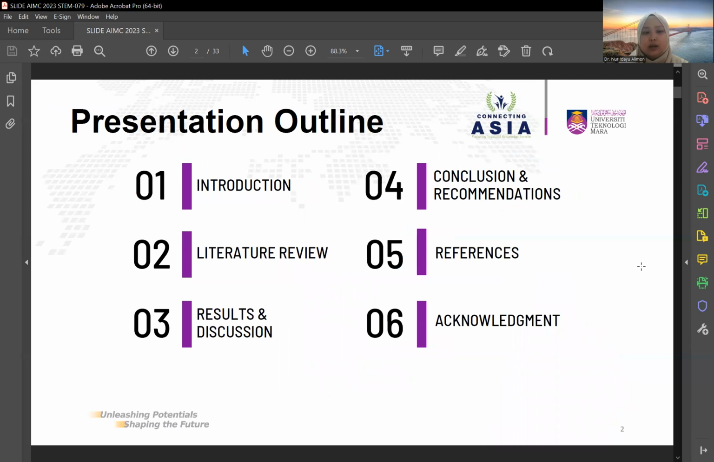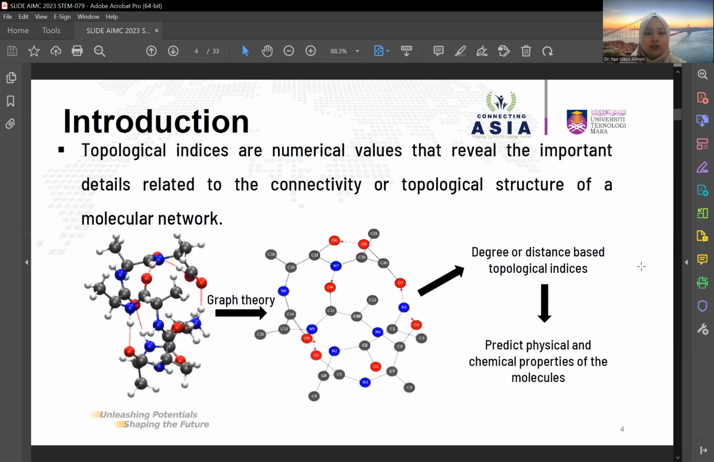This is my presentation outline. First, I will start with a brief introduction in topological index, group theory, and also graph. And then for literature review, I'll be explaining the definitions and also propositions that will be used to prove the main theorems. And then we also have results and discussion, conclusion and recommendations, list of references, and lastly, the enrichment. So let's move on to the introduction.